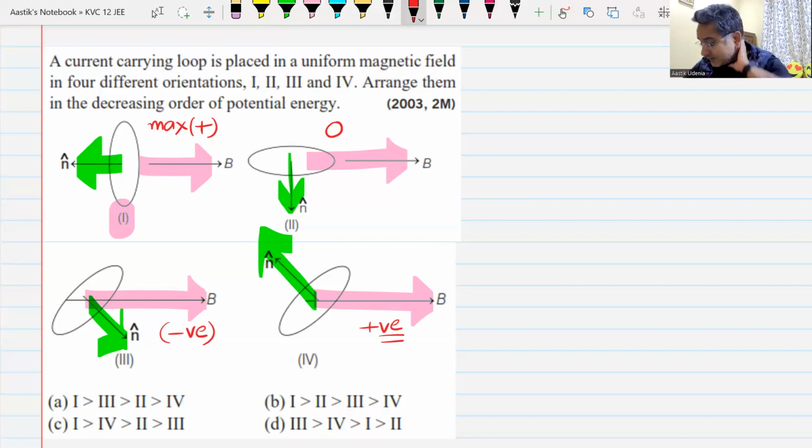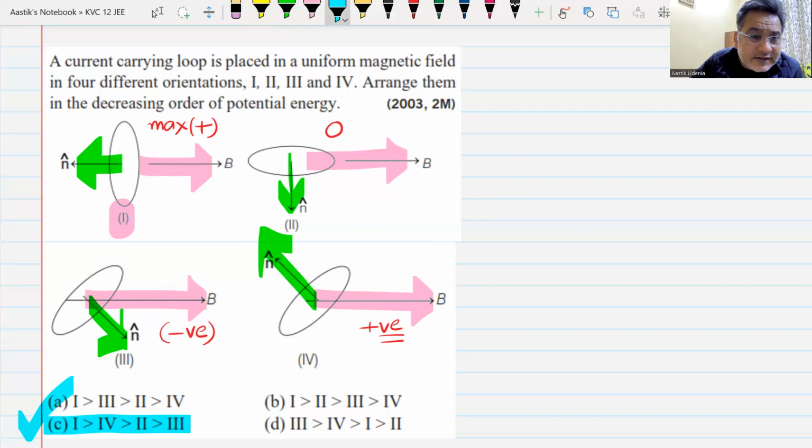Now you can rank them. Number 1 is maximum, then it is number 4, number 2, and number 3. So the correct answer has to be option C. Option C is the correct answer. Do we get this, everyone? Yes, sir. Yes or no? Yes, sir.